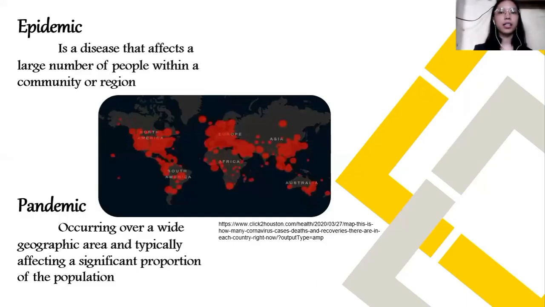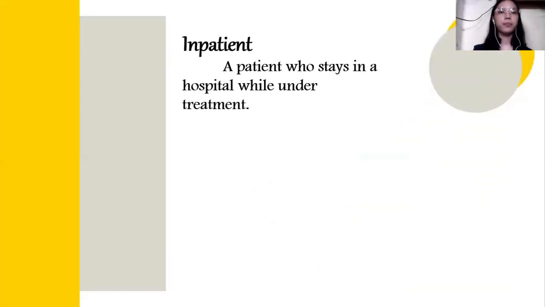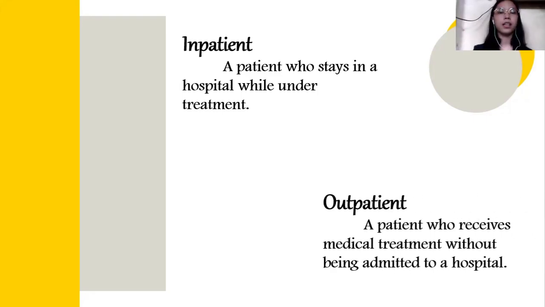Next is the last medical terminologies, which are inpatient and outpatient. Inpatient, a patient who stays in a hospital while under treatment. Outpatient, a patient who receives medical treatment without being admitted to a hospital. Inpatient is once you have been formally admitted to a hospital, either a day or overnight, while outpatient is anything where you're not formally admitted to the hospital. That's all.